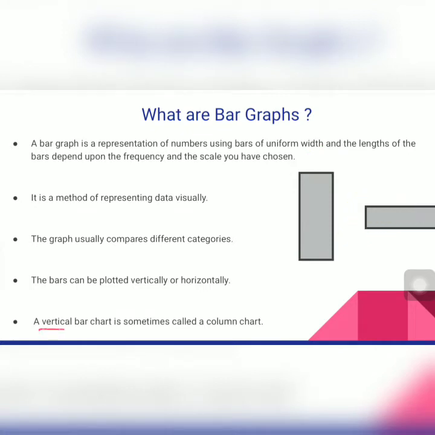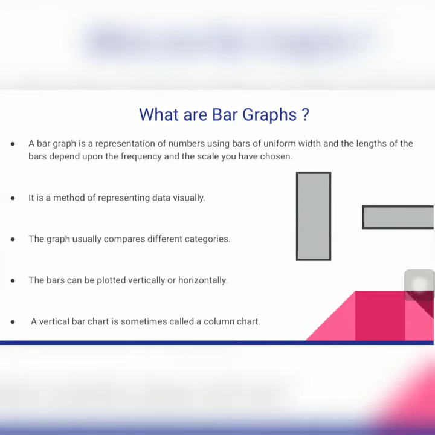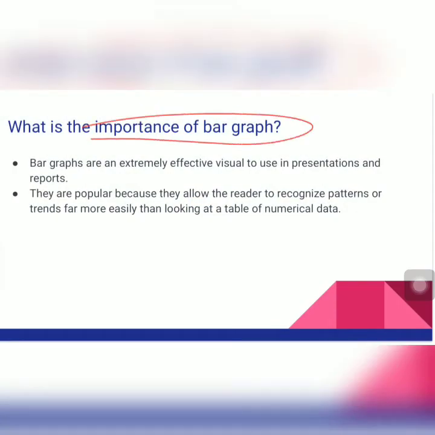When a vertical bar chart is there, it has another name, known as the column chart. So if it comes with the name column chart, we should understand that we are actually talking about vertical bar graphs only. Now we need to know the importance of these graphs. Bar graphs are extremely effective visuals to use in presentations and reports, because they are eye-catching and easy to understand. They are popular because they allow the reader to recognize patterns or trends far more easily than looking at a table of numerical data.